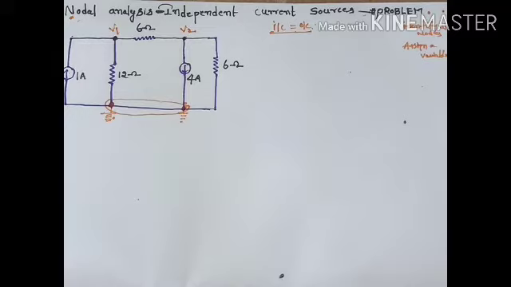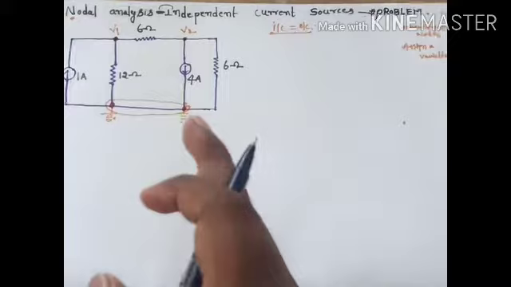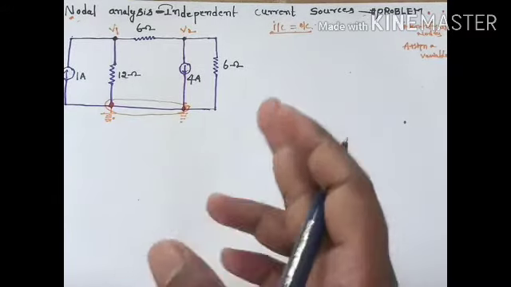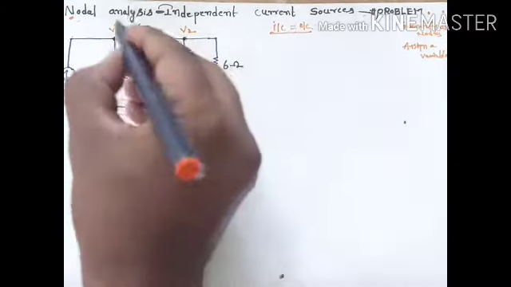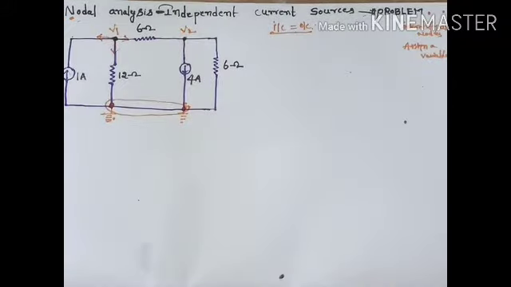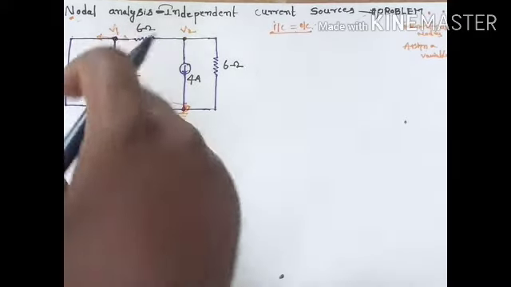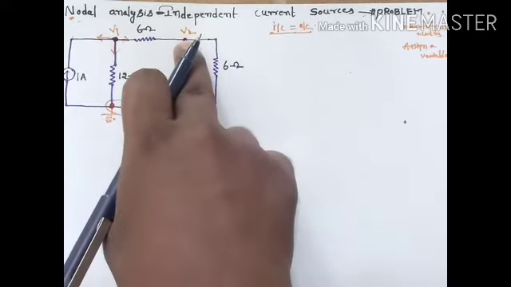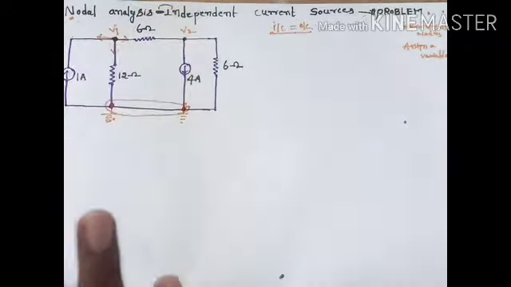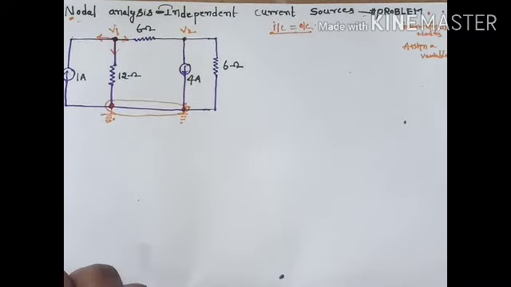After that, for a simple manner, at each node take the current going out from the node, for solving with Kirchhoff's current law. So here two things we need to follow. First we have to write a KCL equation at this node, and after that we have to write a KCL equation at this node, based on these current directions.